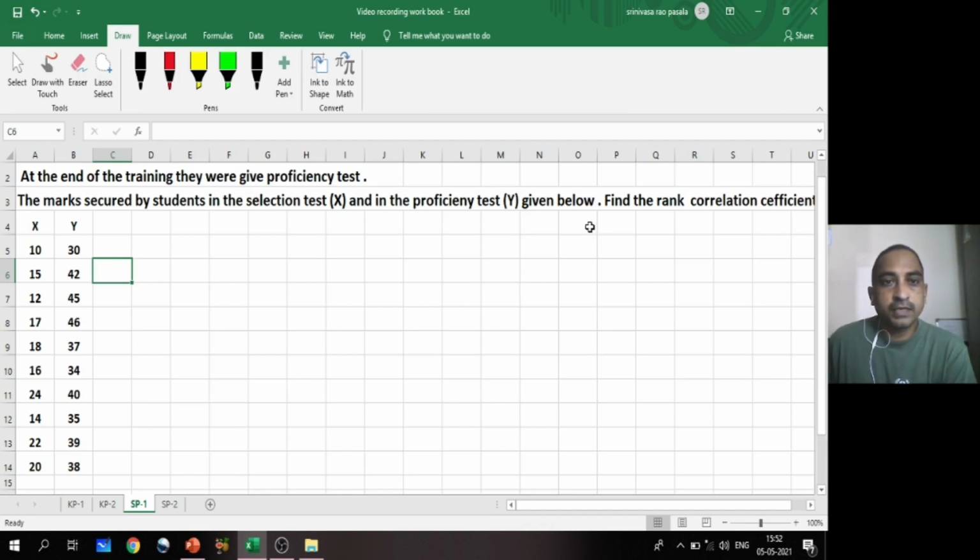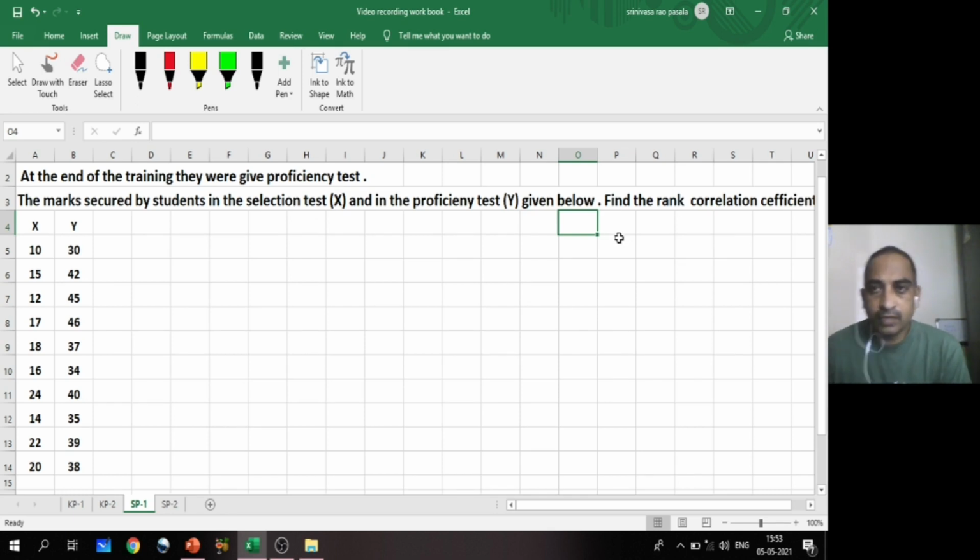So let me explain with an example. At the end of the training, they were given a proficiency test. The marks secured by students in the selection test X and in the proficiency test Y are given below. Find the rank correlation coefficient.